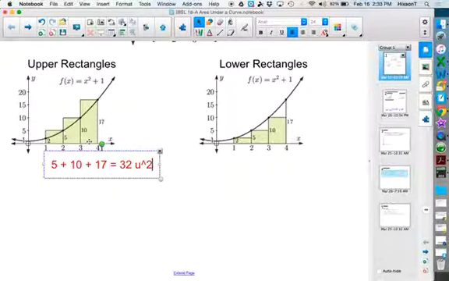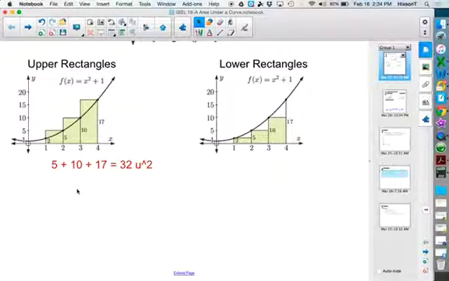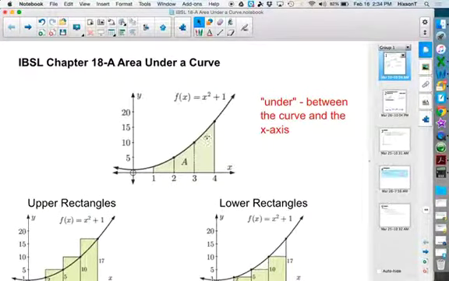Now, obviously, we know just by looking at this that that's too much. We know that's higher than what the actual area is supposed to be. Well, because we have 5 for this rectangle, 10 for this, and 17 for this. So you have to add those all up. We're approximating this whole thing with all 3 regions combined.